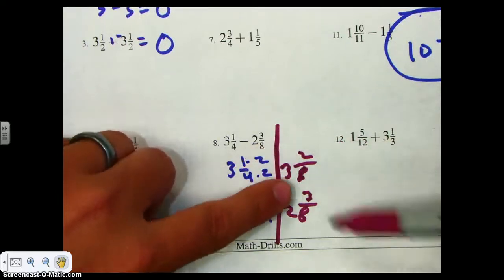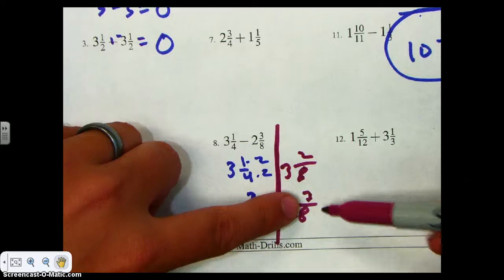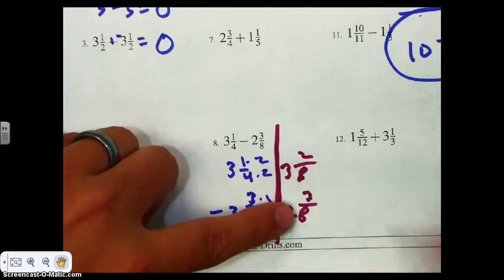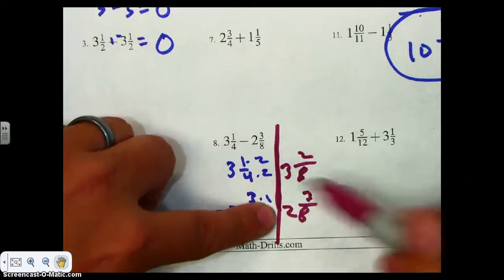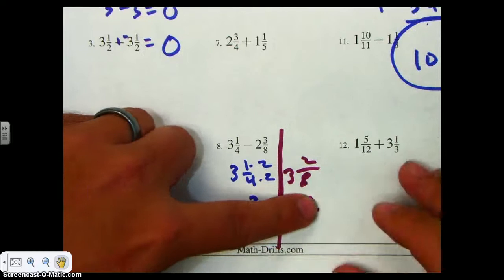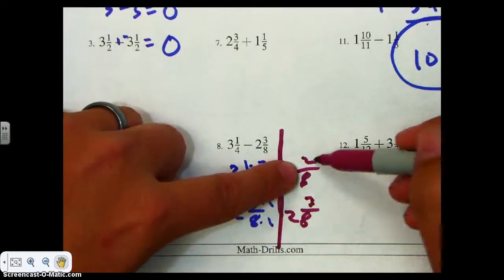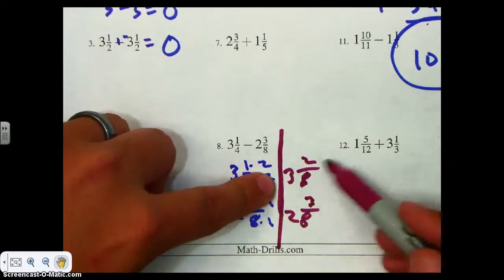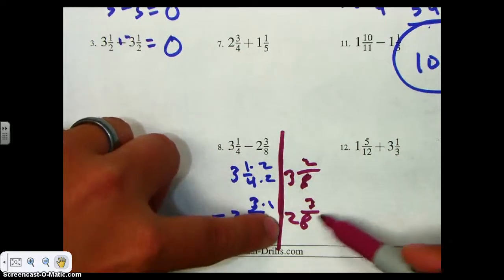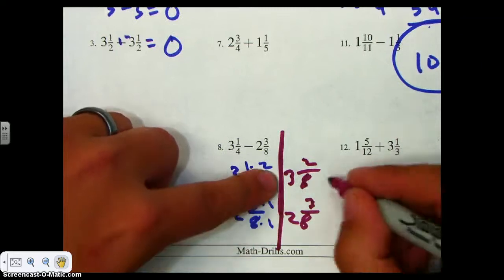A big mistake people make is they'll just flip it and say, well, I'll just do 3 minus 2. You can't do that, not unless this is bigger, and then you'd have to readjust. We'll work on that later. You have to do 2 minus 3 because 3 and 2/8 is the bigger number. It's bigger than 2 and 3/8 because of the whole numbers.